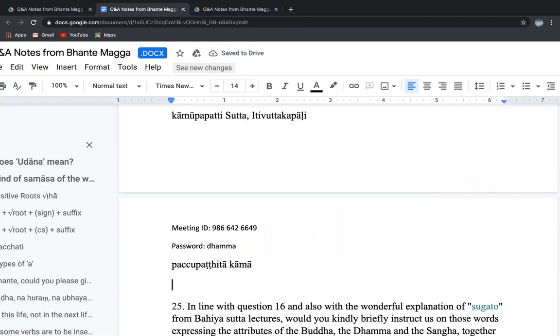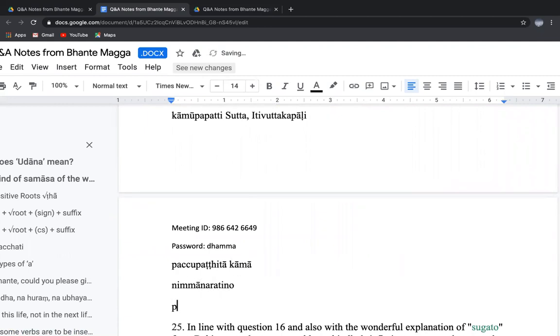Then we have nimmāna ratino, then paranimmita vasavattī. So this is what the commentary says. Paccupaṭṭhita kāma means nibaddha kāma, nibaddha ārammaṇa, like in the human realm. This is applicable to certain animal realms also, and also to the lower four divine realms.